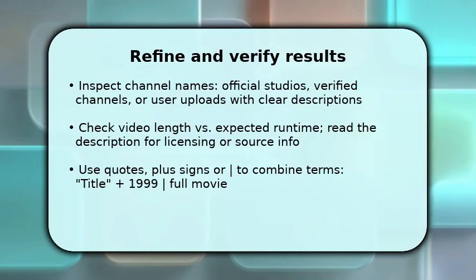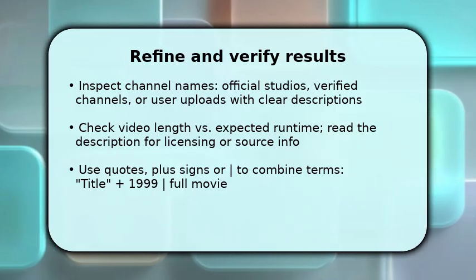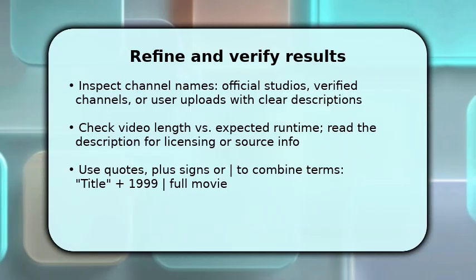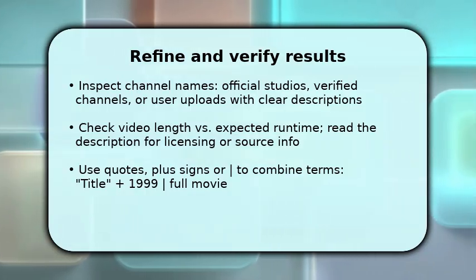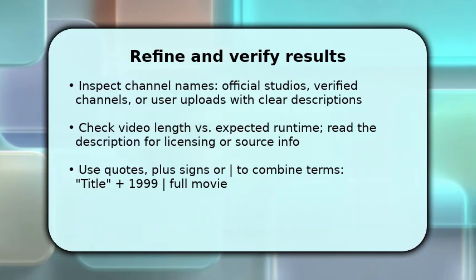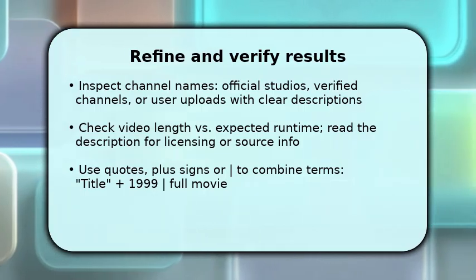Now refine the results by checking who uploaded the video and reading descriptions. You want official channels or credible sources because user uploads can be partial or flagged. Compare the video length to the movie's known runtime. If it's far shorter, it's likely a clip. Once you find a plausible upload, open the description to verify licensing, timestamps, or external links.